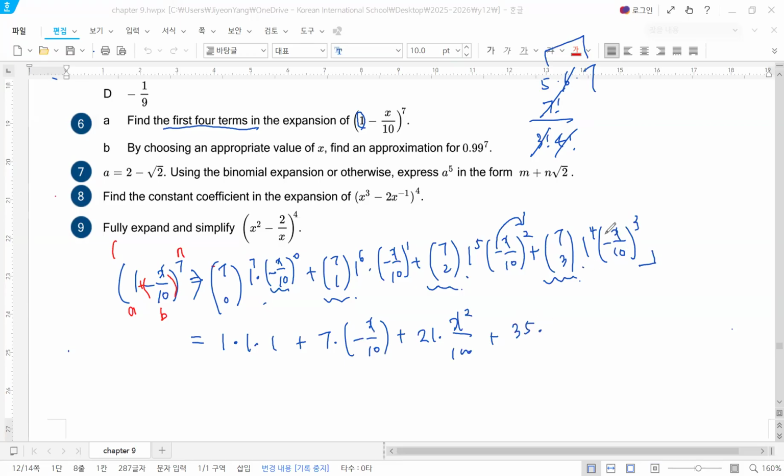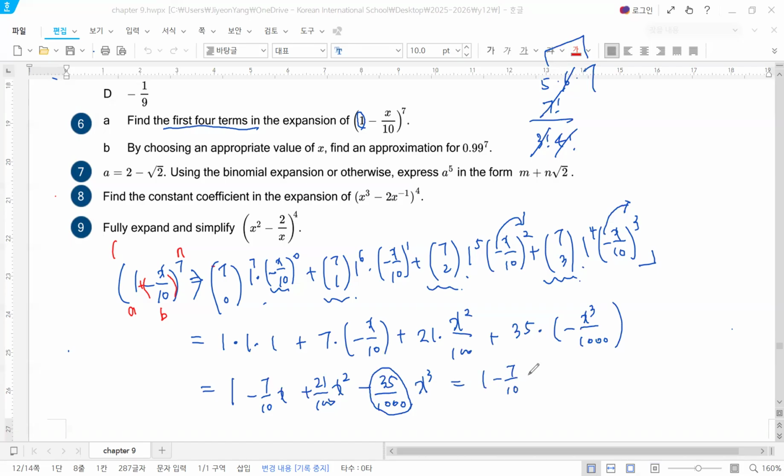This one is 1. Negative cubed becomes negative, and x cubed over 10 cubed is 1,000. So 1 minus 7 over 10 x plus 21 over 100 x squared minus 35 over 1,000 times x to the power of 3. Please simplify this value. So the final answer should be 1 minus 7 over 10 x plus 21 over 100 x squared minus 7 over 200 x cubed.